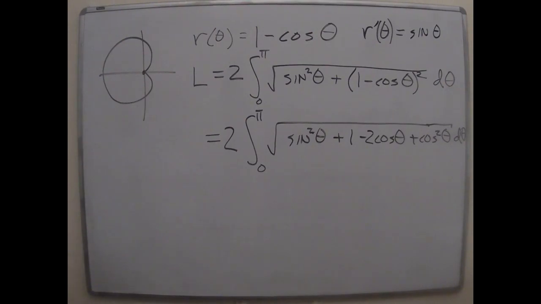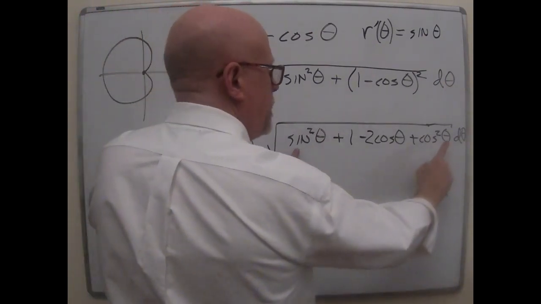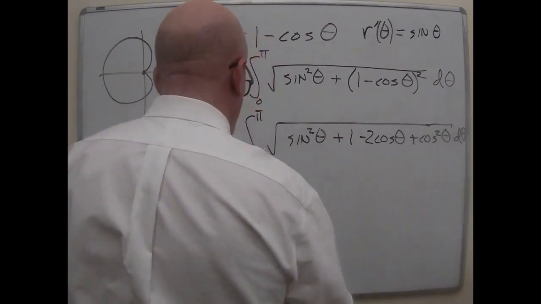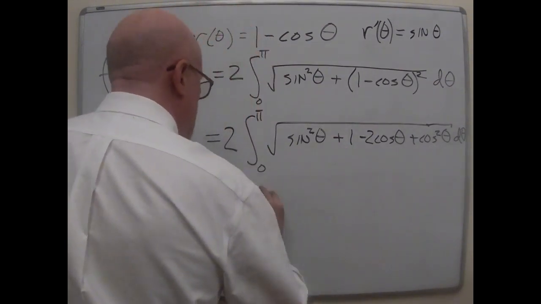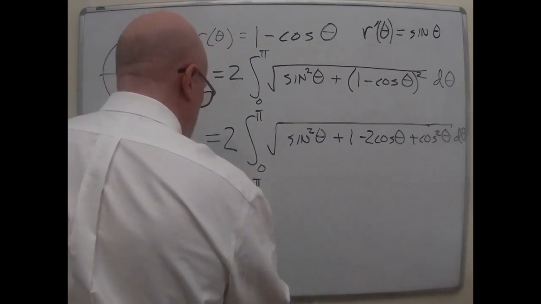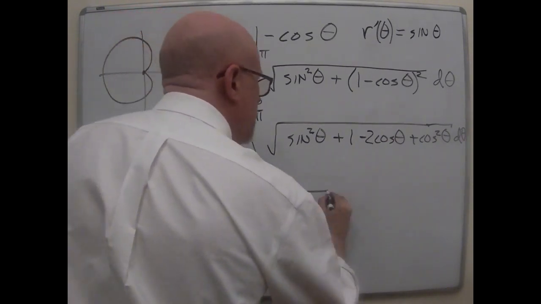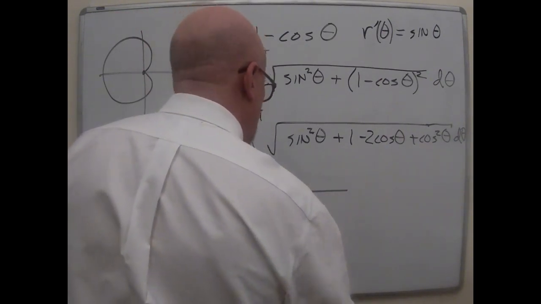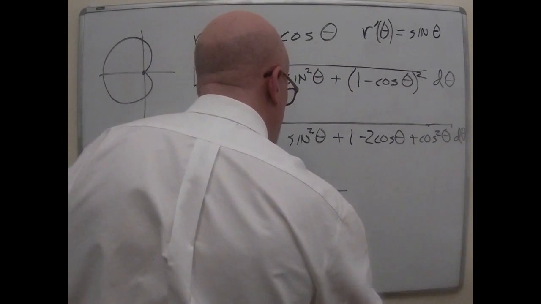Yeah, so this is a 1 with that, right? And there's another 1. So what we've got there is integral 0 to pi, the 2 in front of it, square root of 2 minus 2 cos theta.